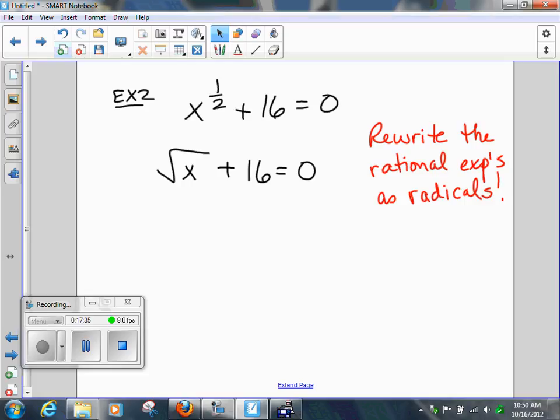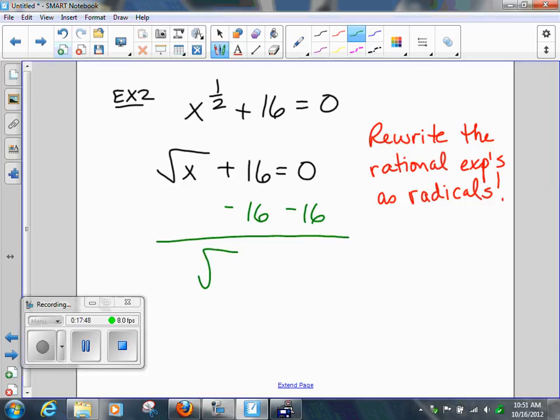And tell me what to do, y'all. You know what to do. Isolate the radical. How do I do that? How do I move the 16? Subtract it. So I get the square root of x is equal to negative 16.